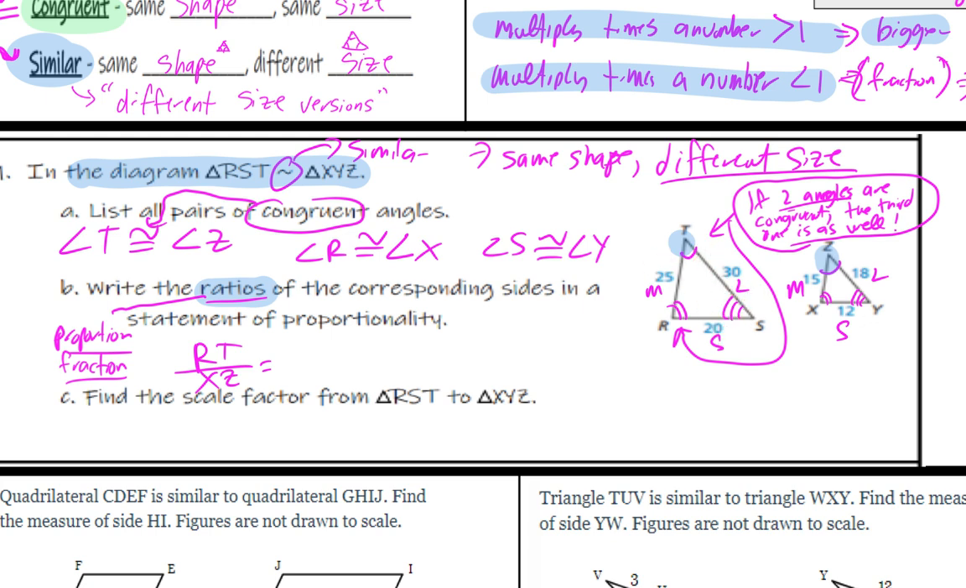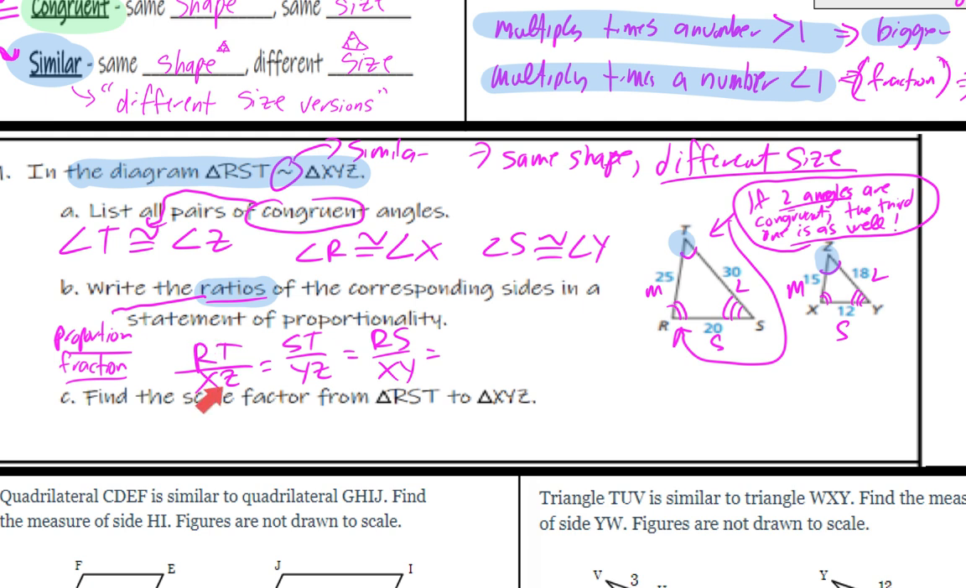What if I said this one? ST over what? That would have to be YZ, right? Is proportional to what? That would be RS, and then what else? RS over XY, right? But those are also proportional, excuse me, in the values.